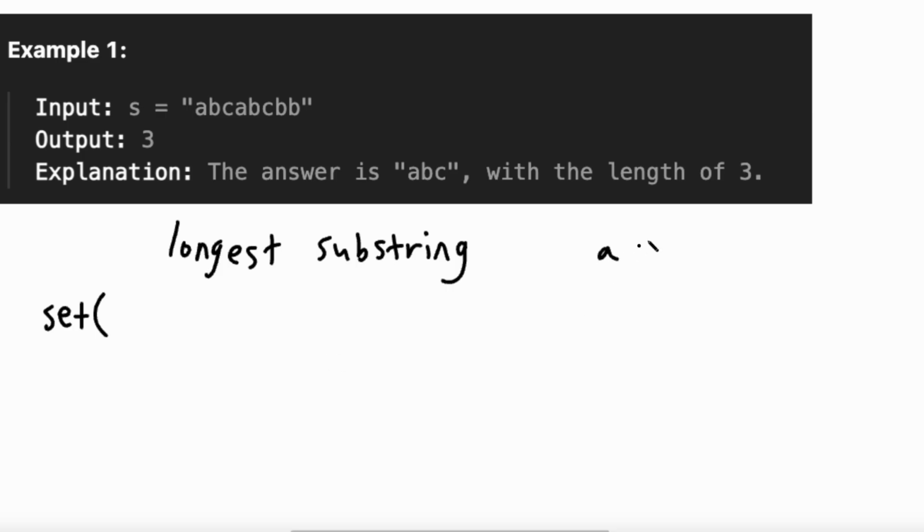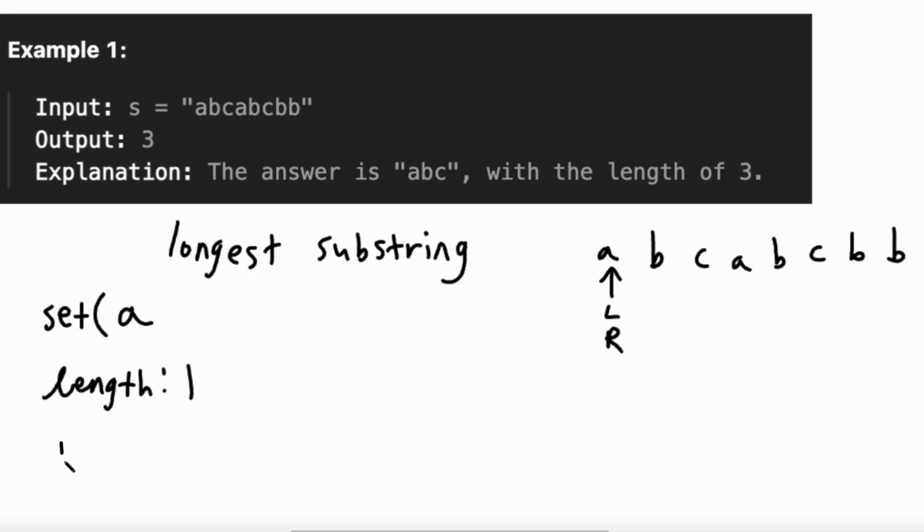We have A, B, C, A, B, C, B, B. We will use 2 pointers to denote the start and end of the substring, and they always begin at the same position. So it starts at the beginning with the left and right pointers at A. At A, our set will contain A because we used that letter, and our current length is going to be 1, and the result is currently 0. Every time we have a valid substring, we want to see if we can get a longer substring. To do that, we move the right pointer. The right pointer will always move right to increase the length of the substring.